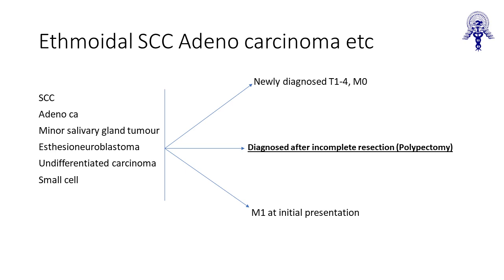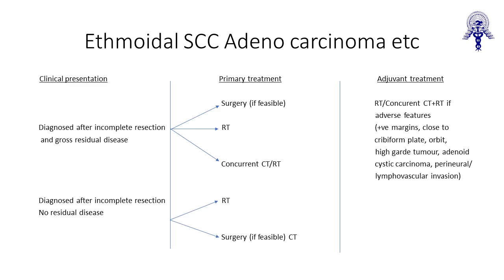So what about this? We have discussed newly diagnosed localized tumor, diagnosed after incomplete resection. You have done a polypectomy or something, and underlying you have suspected something, sent for biopsy, and it's coming out as carcinoma. So diagnosed after incomplete resection, suppose polypectomy. What is the treatment? Again, if it is resectable, go for surgery.